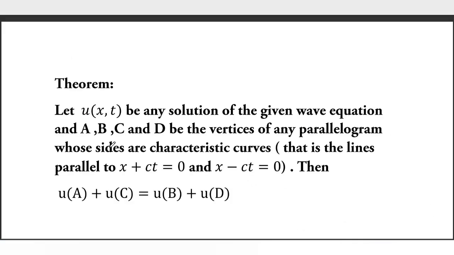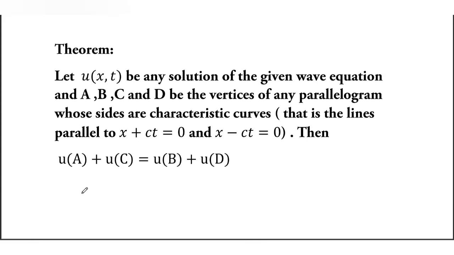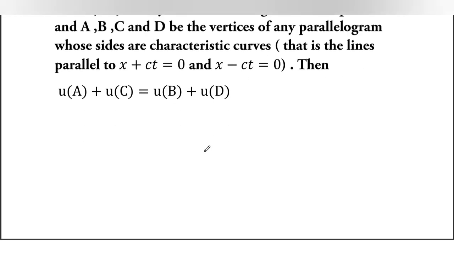This is a theorem. The theorem says that u of x comma t be any solution of the given wave equation, and a, b, c, d be the vertices of any parallelogram whose sides are characteristic curves, that is the lines parallel to x plus ct equal to 0 and x minus ct equal to 0. Then u of a plus u of c equals u of b plus u of d.